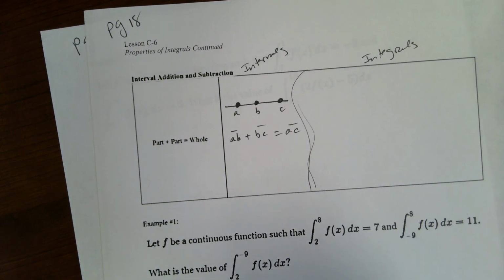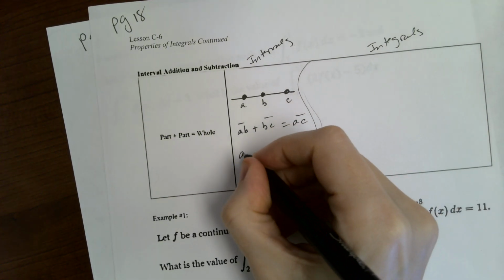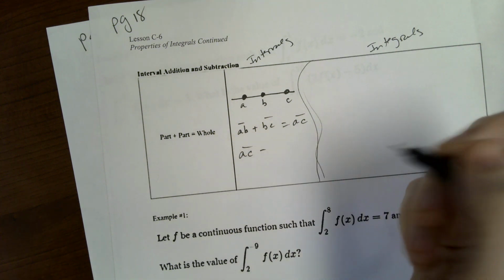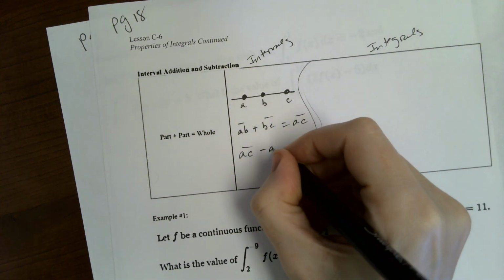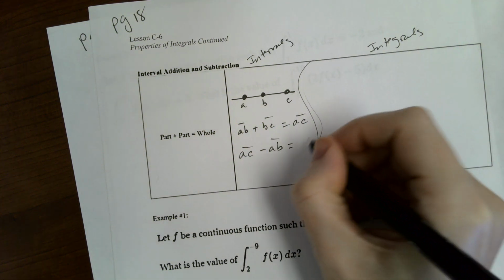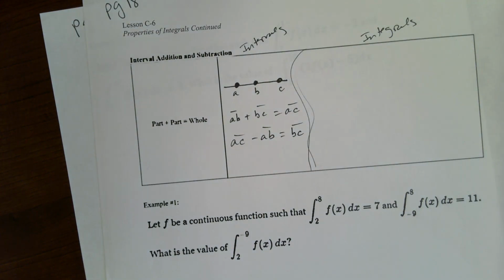But you can also do subtraction. So if you took the whole thing AC and you subtracted one of the smaller pieces, for example, AB, you would get BC. Okay, so that's how those work.